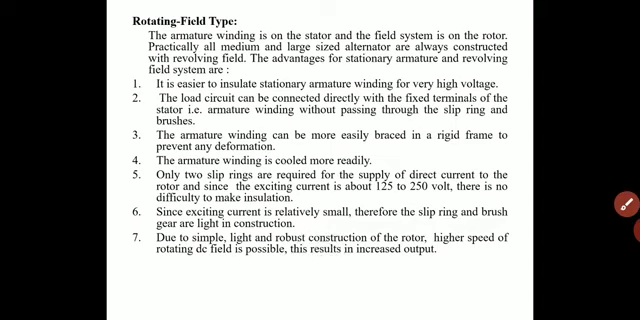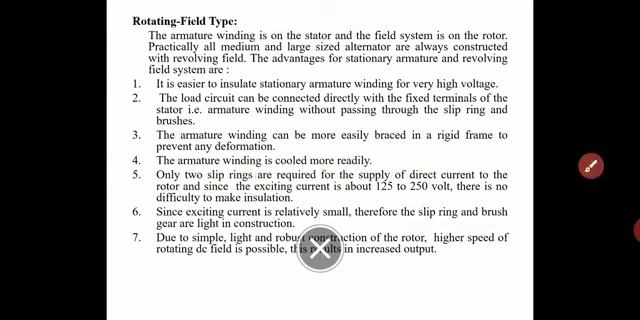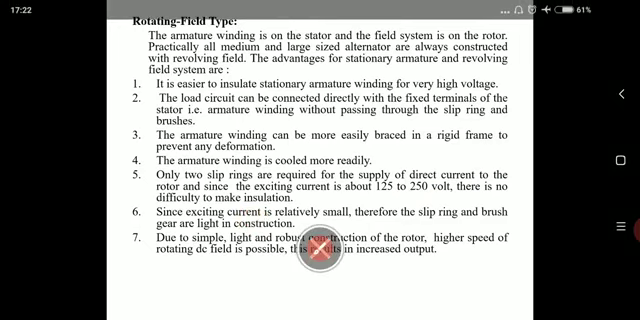We can easily place it. Fourth, the armature winding is cooled more readily. The cooling process can be done better. Fifth, only 2 slip rings are required for the supply of direct current to the rotor. Only 2 slip rings are needed to supply the rotor, because what do we give to the rotor part? We give DC excitation in the generator. Okay, so we do not need extra slip rings for the armature circuit or the stator circuit.